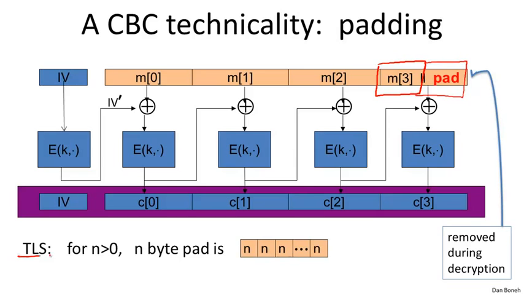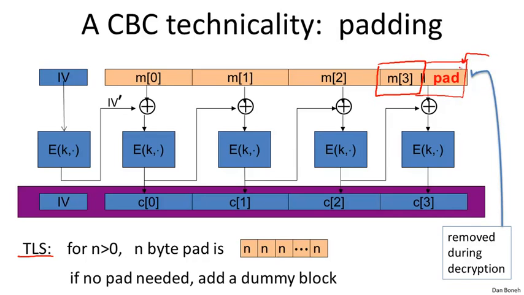So here's a typical pad. This is the pad that's used in TLS. Basically, if you pad with n bytes, then essentially what you do is you write the number n, n times. So for example, if you pad with 5 bytes, you pad with the string 55555. So 5 bytes where each byte is the value 5. And the cute thing about this pad is basically when the decryptor receives the message, he looks at the last byte of the last block. So suppose that value is 5, then he simply removes the last 5 bytes of the message.